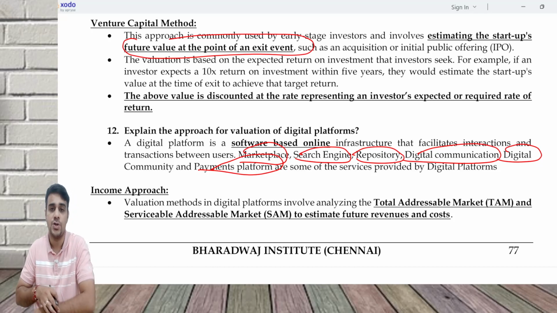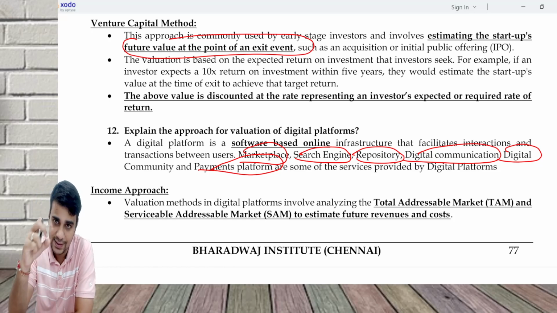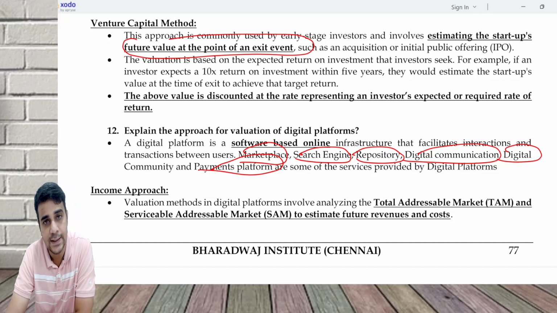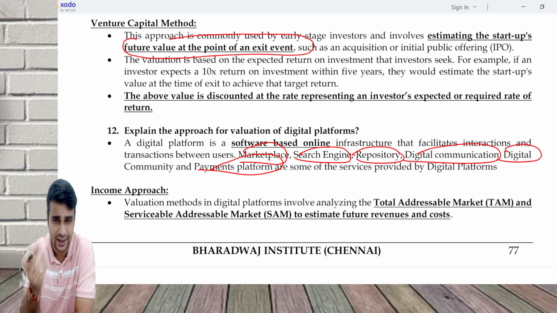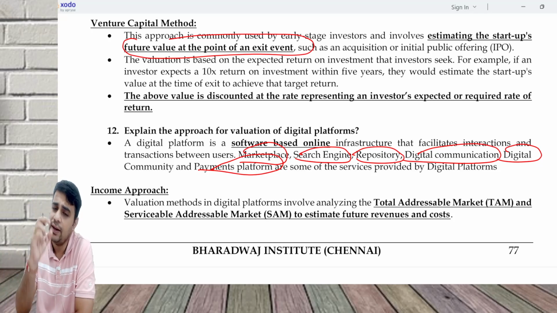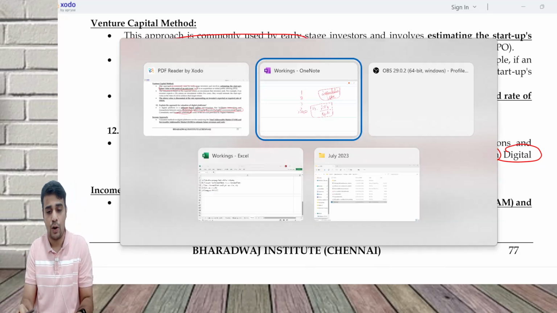In the income approach, what your ICA study material says is you have to first estimate the income of the digital platform. For that, you have two approaches of identifying the income. One is called a top-down approach and the second is called a bottom-up approach. Basically, to calculate the income or the cash flows, whatever you call it, to arrive at that, you have a top-down approach and a bottom-up approach. What is the top-down approach?